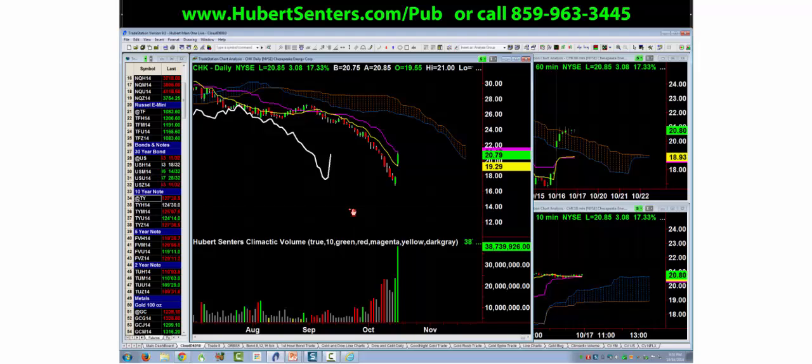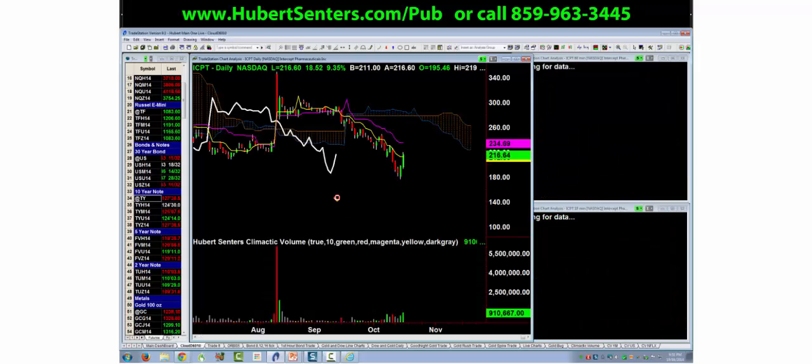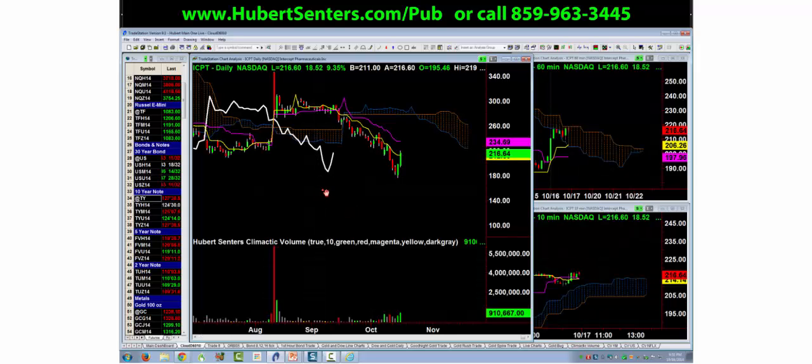So ICPT. All right, on this one, this is on a daily. It is a short below the cloud. You're starting to get some positive divergence here in volume. And you can see, once again, you had a nice little sell-off here, and it bounced up through the turning line. It's probably going to go to 234.